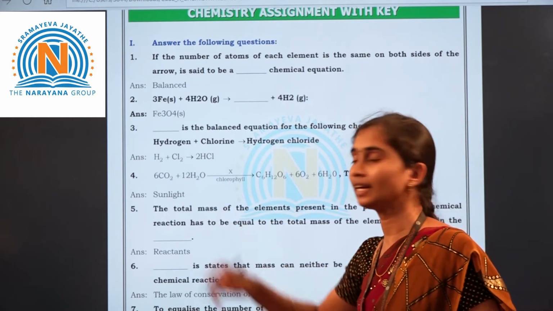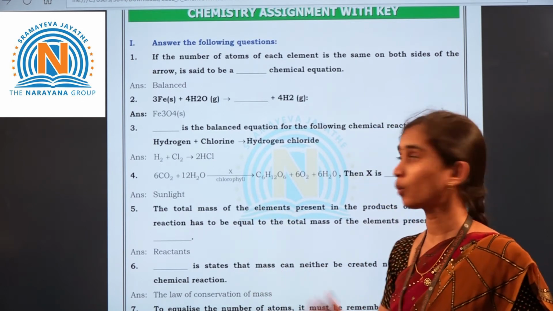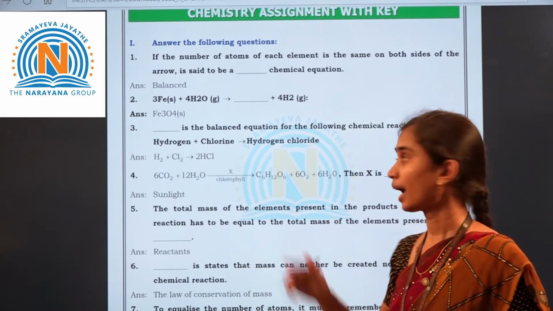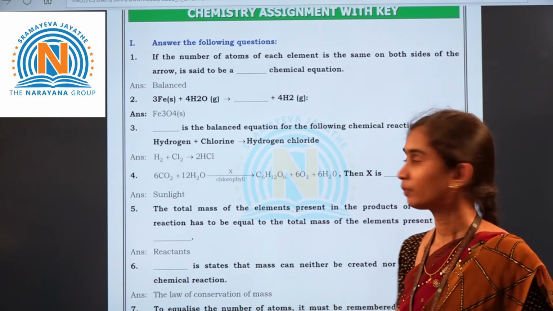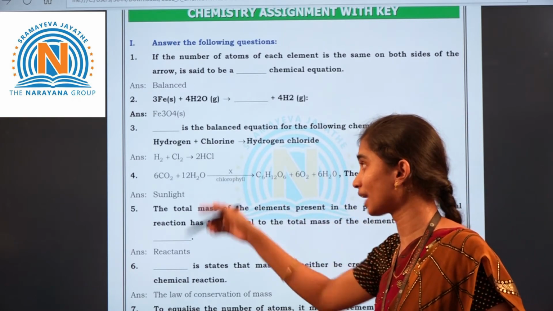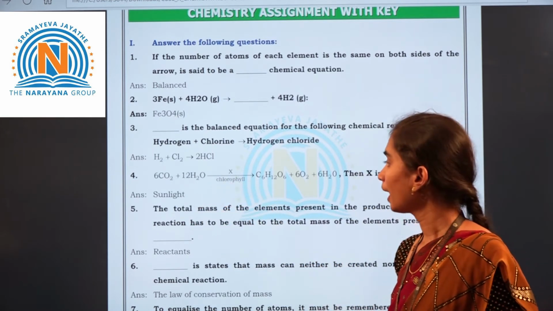When carbon dioxide reacts with water in the presence of X, we can get glucose and oxygen, as well as water molecules. So what is X here? In the presence of sunlight. So what is the answer? Sunlight, right? And next question.